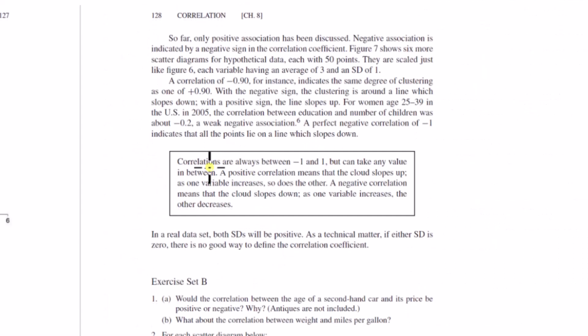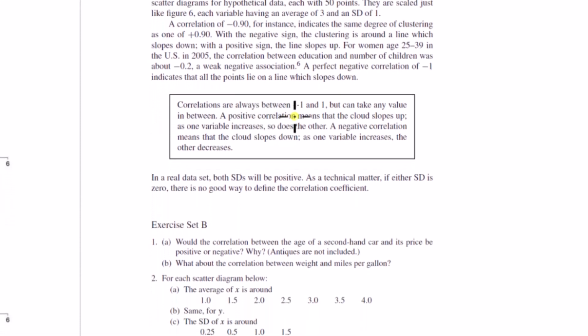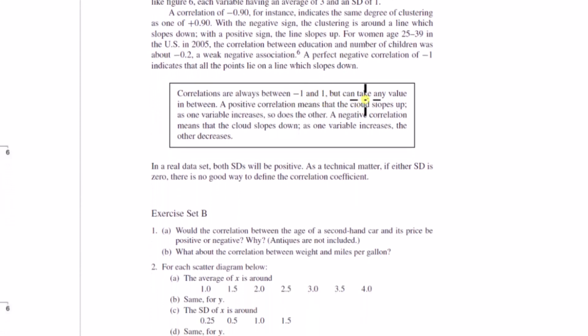Okay, so correlations are always between -1 and 1, but can take any value in between. A positive correlation means that the cloud slopes up. As one variable increases, so does the other. A negative correlation means that the cloud slopes down. As one variable increases, the other decreases. In a real data set, both standard deviations will be positive. As a technical matter, if either standard deviation is 0, there's no good way to define the correlation coefficient.